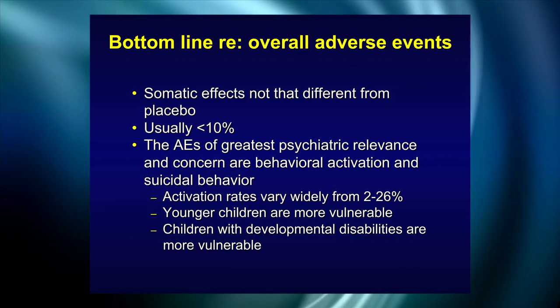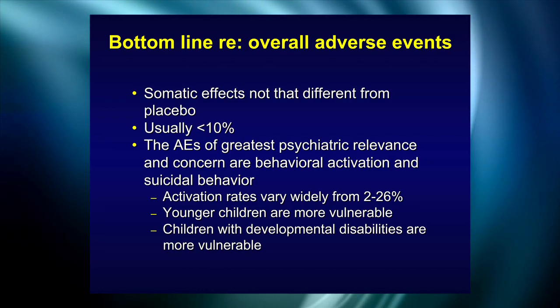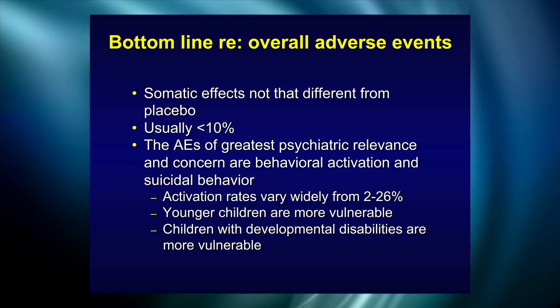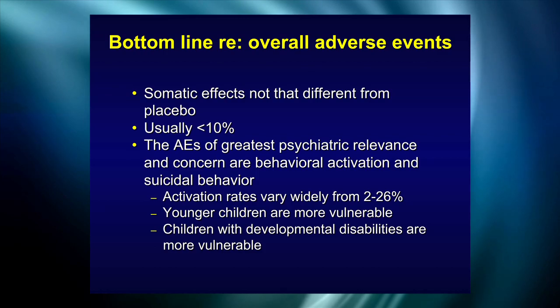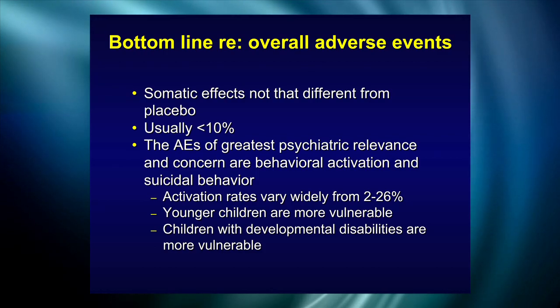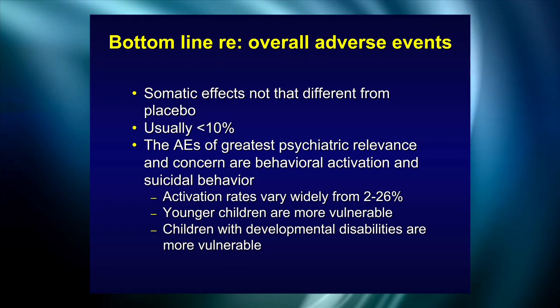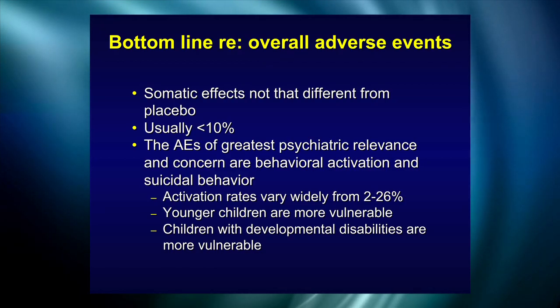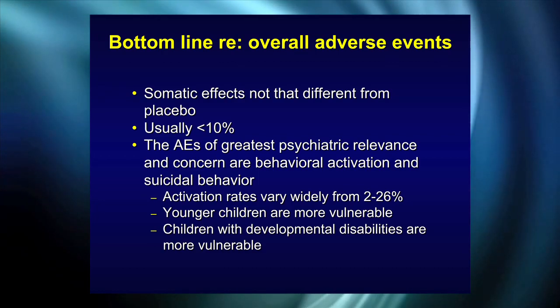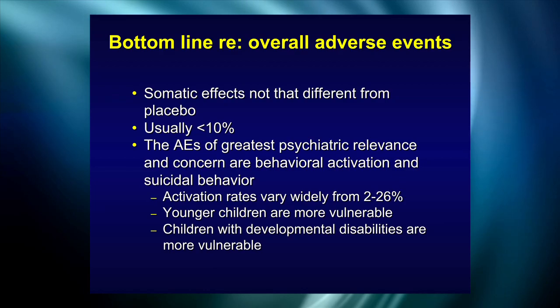So the bottom line on adverse events is that, and I didn't talk about the somatic events because that just wasn't the point of this talk, but I'll mention it here. The somatic events, headaches, stomach aches, those kinds of things, are not different from placebo. The rates are usually less than 10%. The adverse events of greatest psychiatric relevance and concern were the behavioral activation and suicidal behavior. The activation rates varied from study to study from 2 to 26%. Younger children were more vulnerable. Developmental disabilities, I said, were more vulnerable.